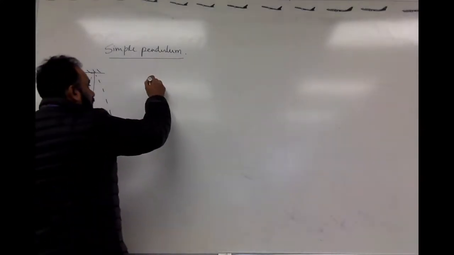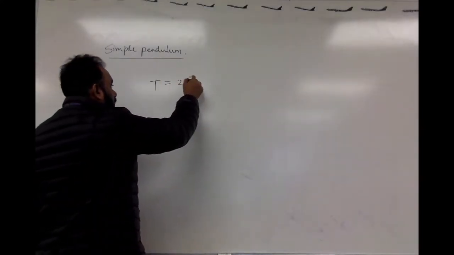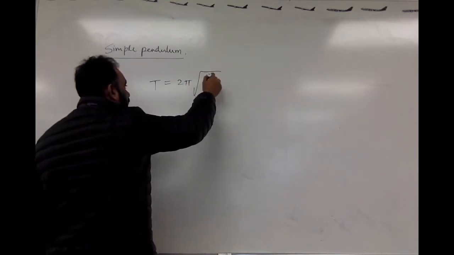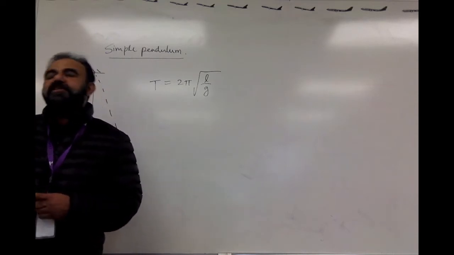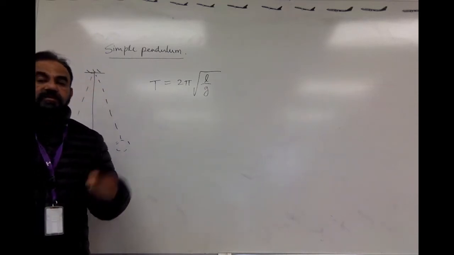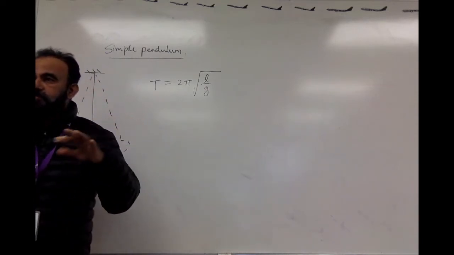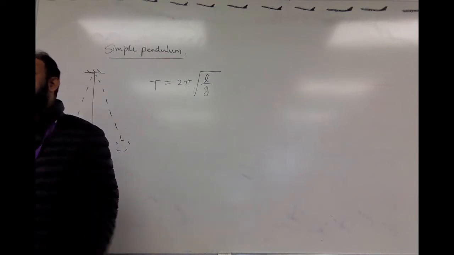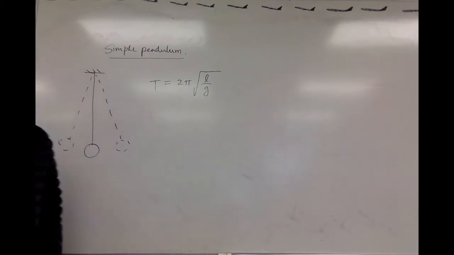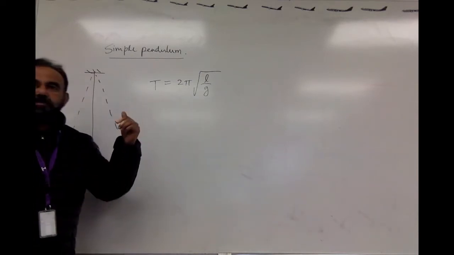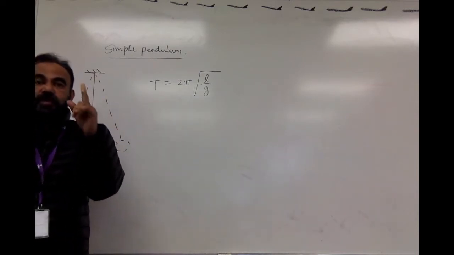So the time period is actually given by the equation T = 2π√(L/G). That is the actual equation for the time period. You don't have to know how it is derived, but right now we are using that equation. Time period is 2π radical L over G. So time period, which means what? How long it takes to swing once.